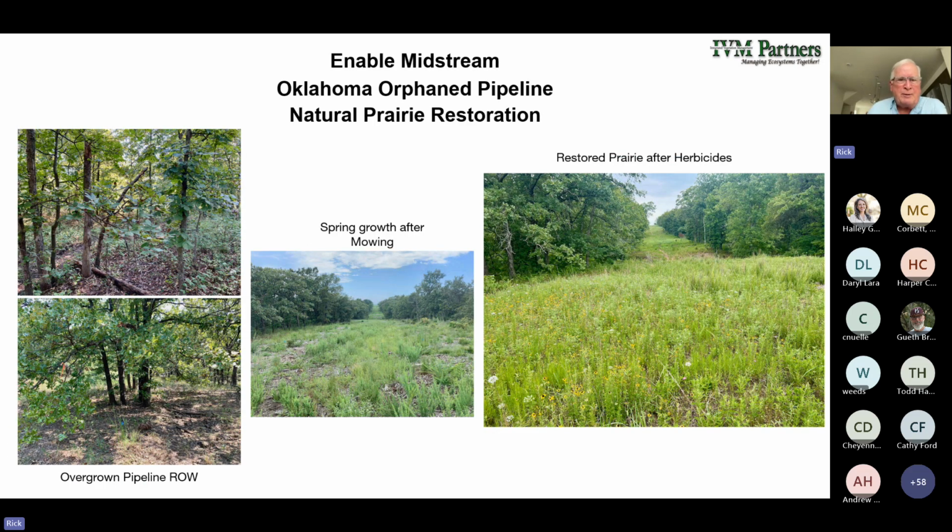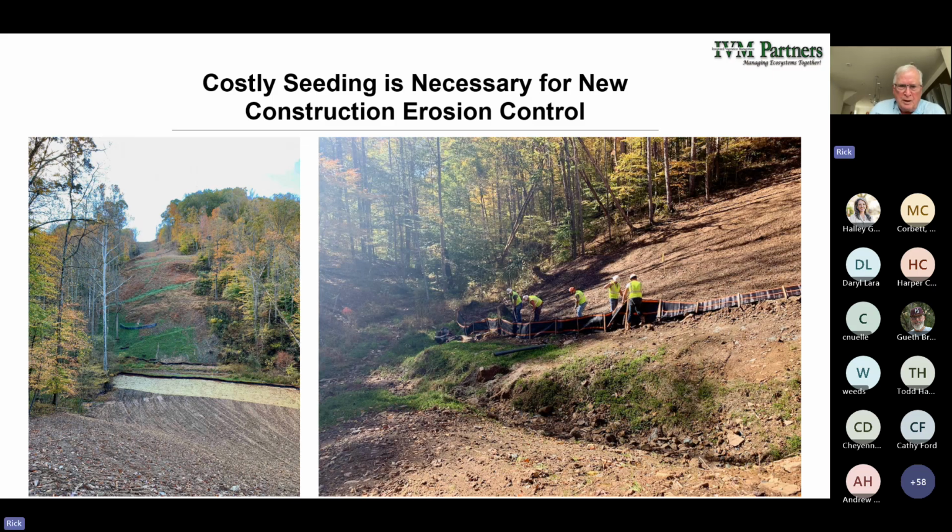We also worked with them in Oklahoma, where they had what we call an orphanage right away, where they took over a pipeline that hadn't been worked in years. And I said, just mow everything down and mulch it. Let's see what we get. Then we came in with backpacks, and you see in 2 years later, we had native prairie back and nothing was planted. Now, if you do new construction, you do have to do some planting for erosion control.